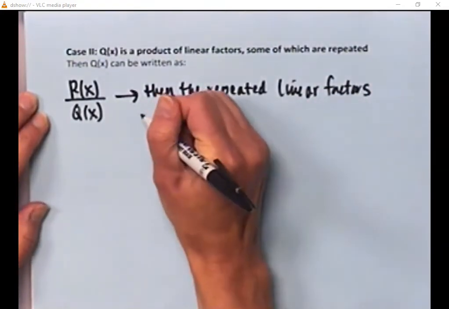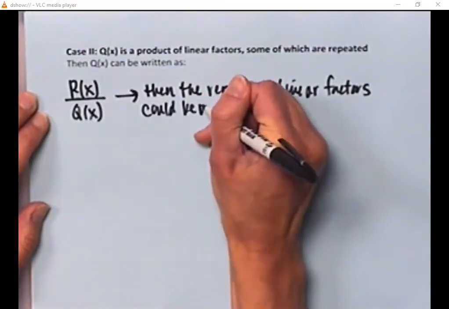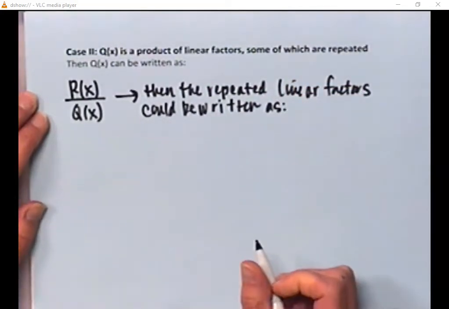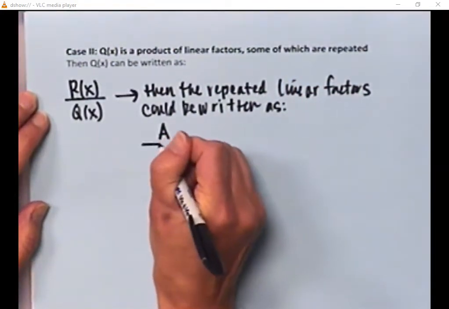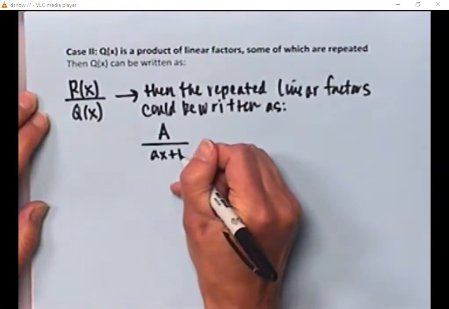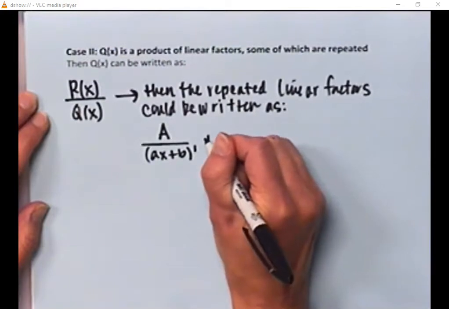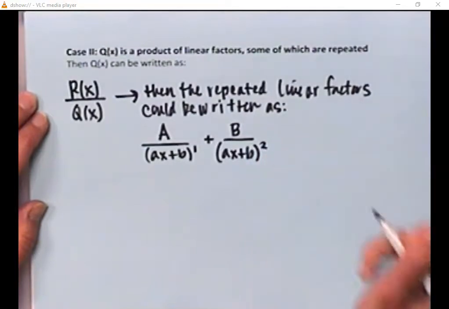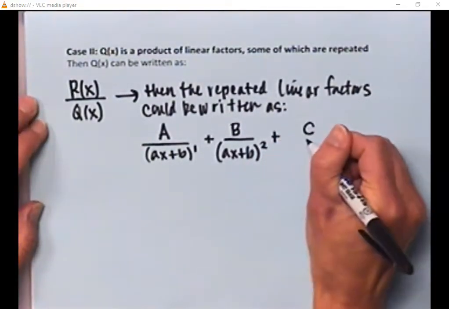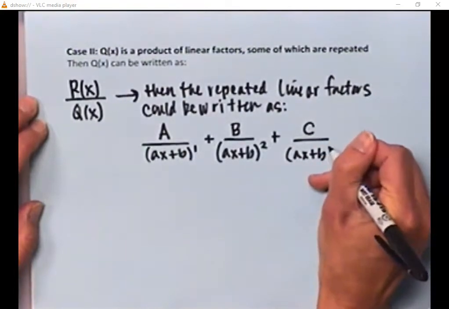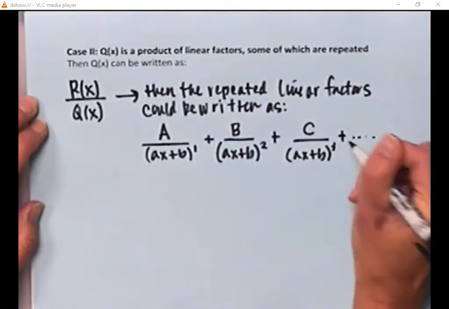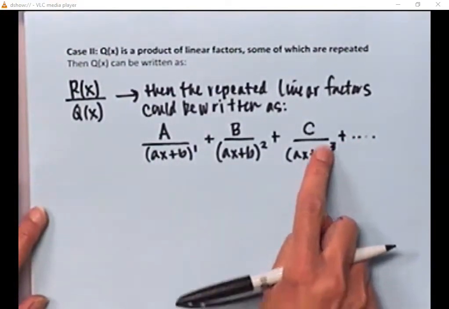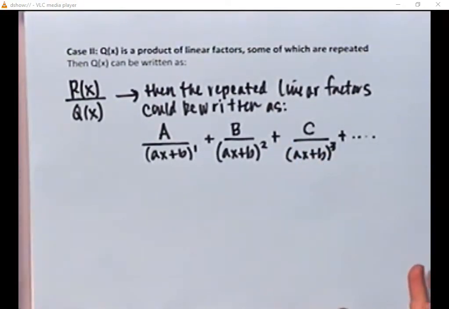The repeated linear factors can be broken down into smaller pieces by doing the following. You would take A over whatever factor that was, first to the first power. Then you would need to set up another fraction to the second power, and so on. Whatever the highest power is of that repeated factor, you would have to set one up for each of those powers. So if it was repeated 3 times, so you had this factor on the bottom to the third power, I'll just write it like this.